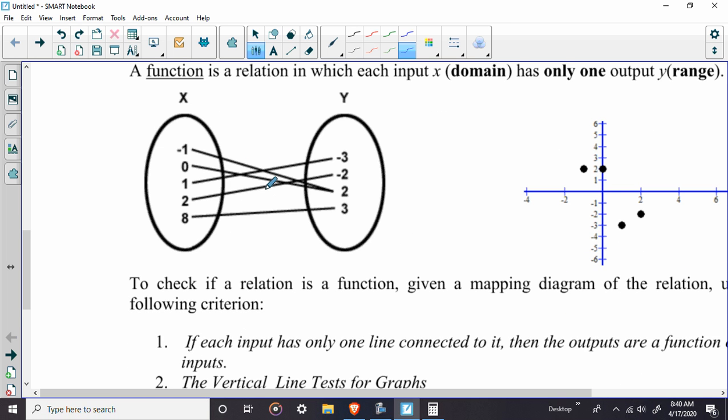Scrolling down, something like this. Is this a function? Well, -1 makes 2, 0 makes 2, 1 makes -3, 2 makes -2. Yeah, everything has 1 output. Now, if you notice, -1 and 0 both make 2. That's okay. You can have 2 different numbers have the same output.